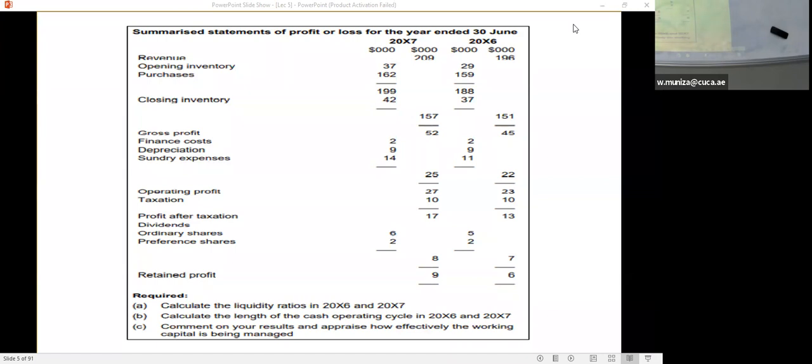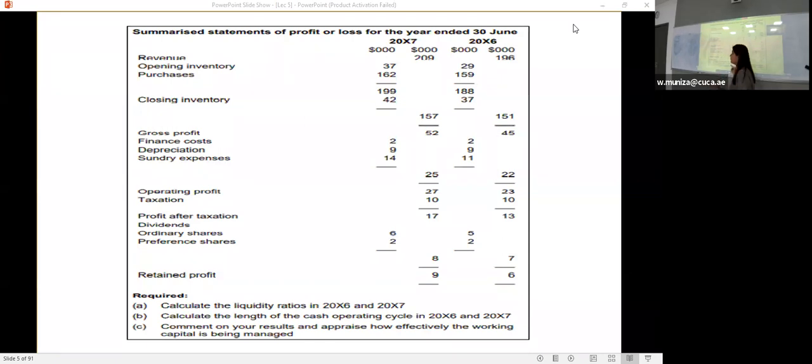And first, we are required to calculate the liquidity ratios. What are liquidity ratios? The most popular liquidity ratios are current and quick ratio. And in exam, you must know that you will not be required only to calculate the ratios, but you should be clear about their meanings as you will be required to interpret them.